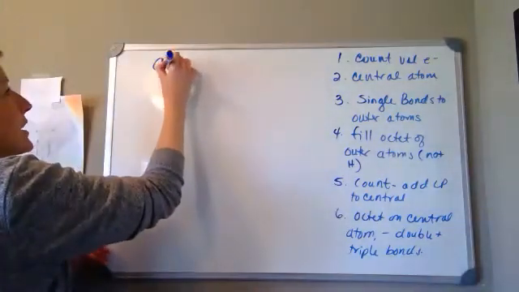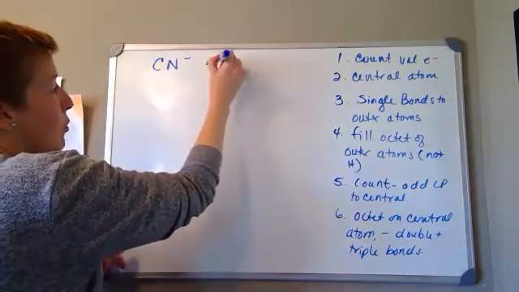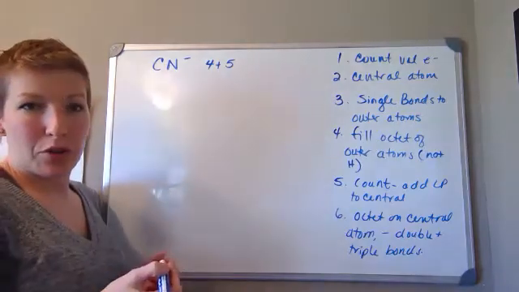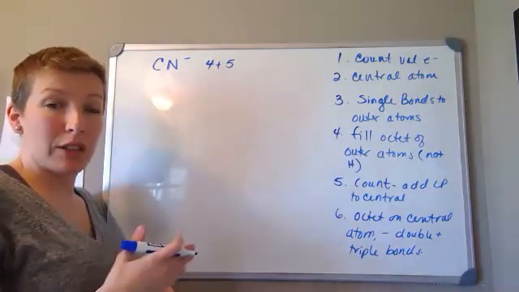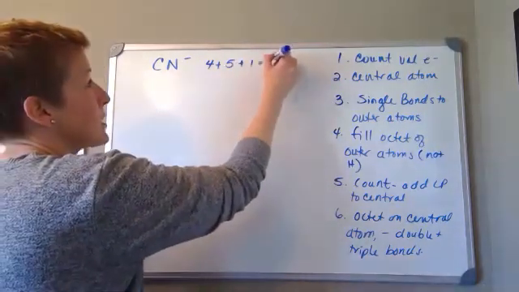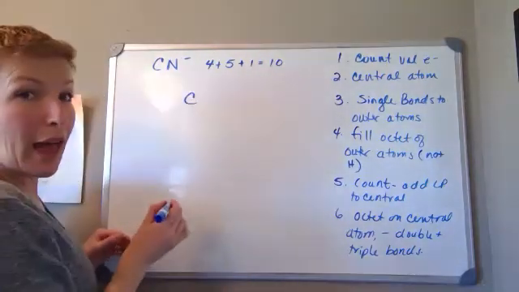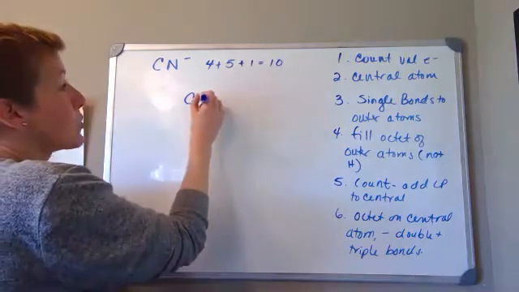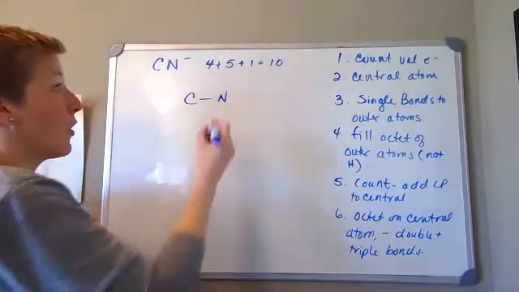So we have cyanide, CN minus. So we count 4 for carbon, 5 for nitrogen, and then we have a negative charge. So just like the positive charge meant that we lost an electron, the negative charge means that we gained an electron. So we actually add 1 to this for a total of 10. Okay, so we don't have a central atom because there's only 2. So we draw single bonds between the 2, and then we fill the octet.